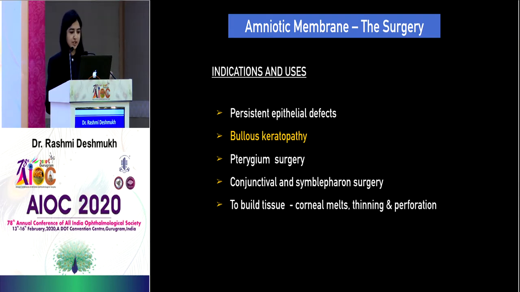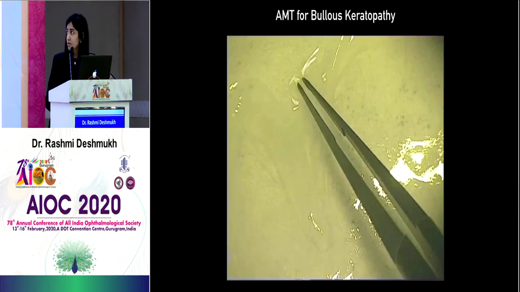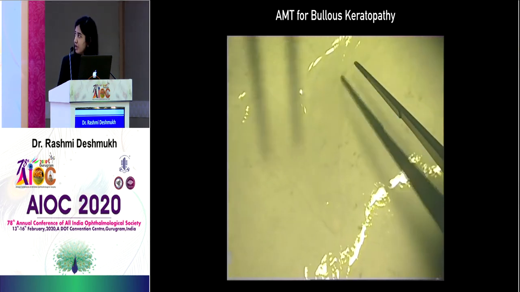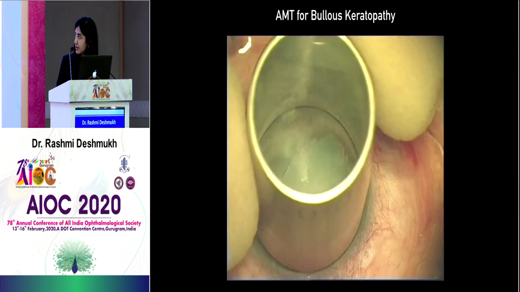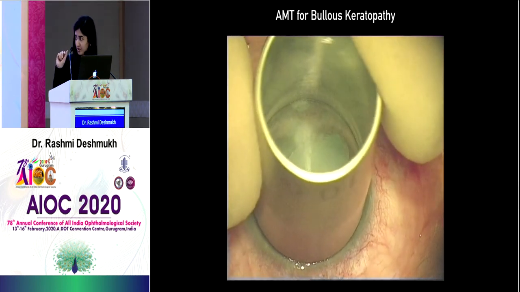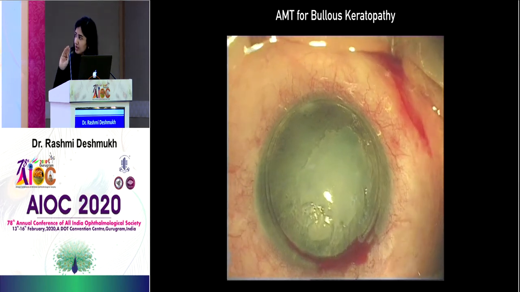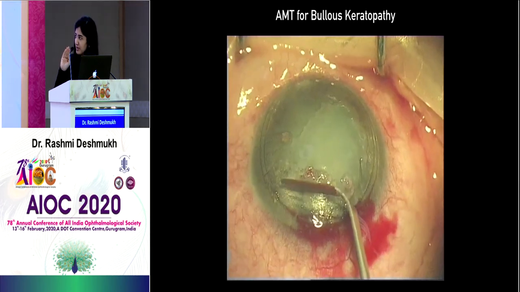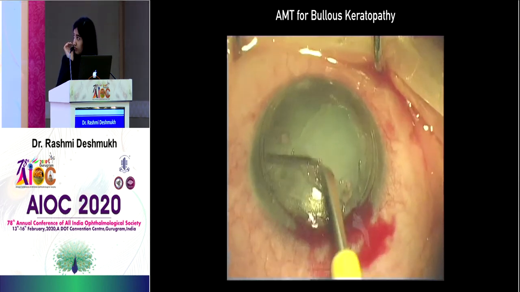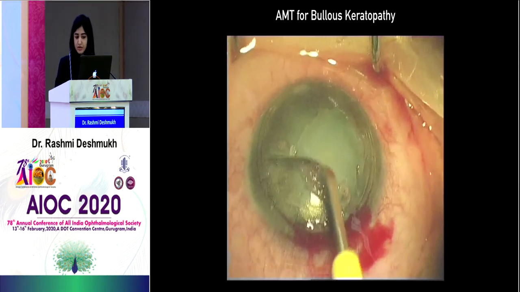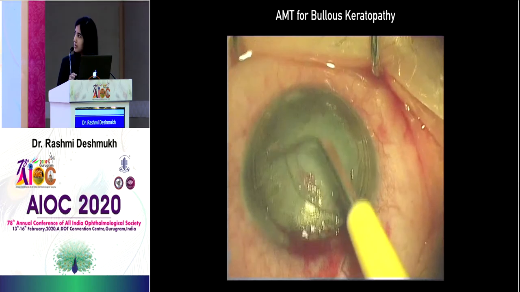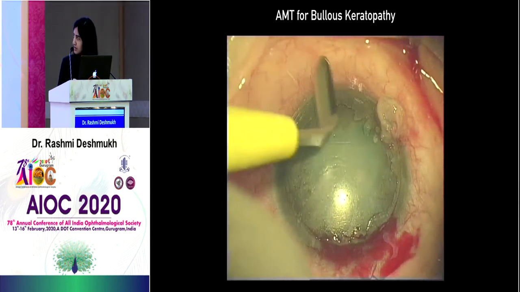Next indication is in bullous keratopathy. Again, this is a video showing use of amniotic membrane transplant in a case of bullous keratopathy. Superficial marking is done first using atropine. And then all the edematous and thickened epithelium is scraped off using a crescent blade and the cornea is cleared. I can't actually forward it from here, but this is just showing the removal of the entire thickened epithelium.